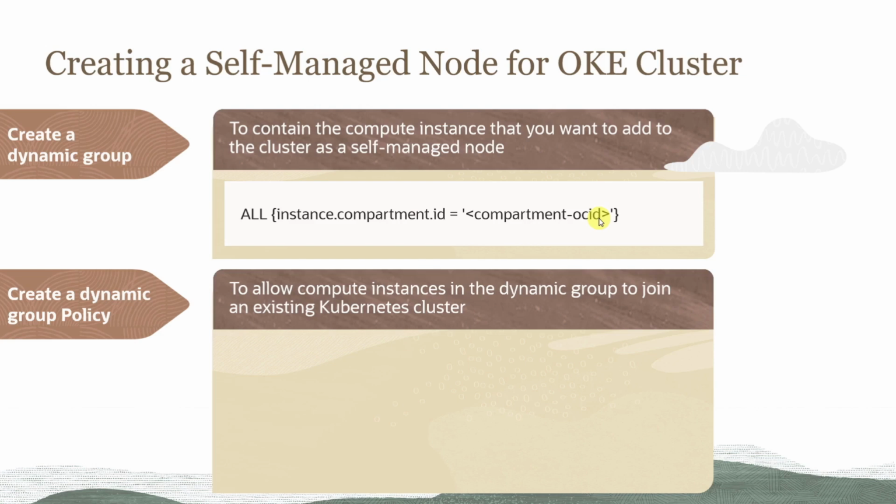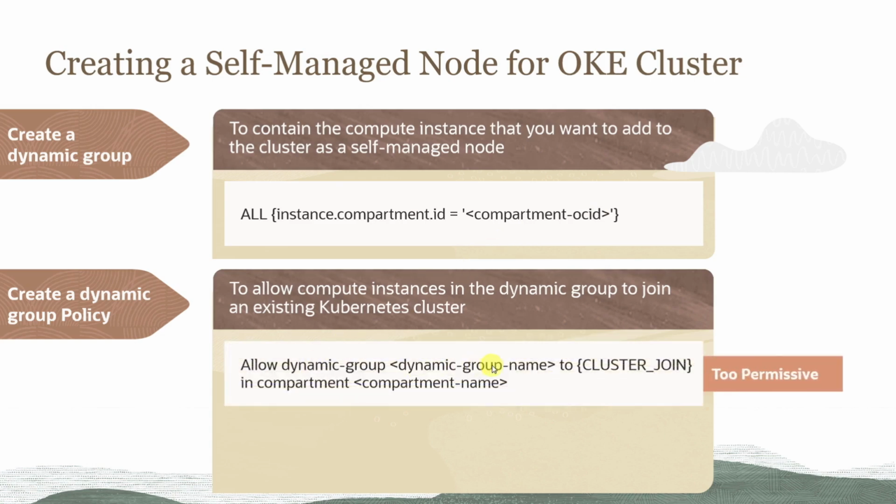Next thing is to craft a policy that allows compute instances in the dynamic group to join your existing Kubernetes cluster. And this is the policy that you must specify: allow dynamic group to join cluster in compartment, and the name of the compartment. Remember, this is the compartment name where you are hosting your cluster.